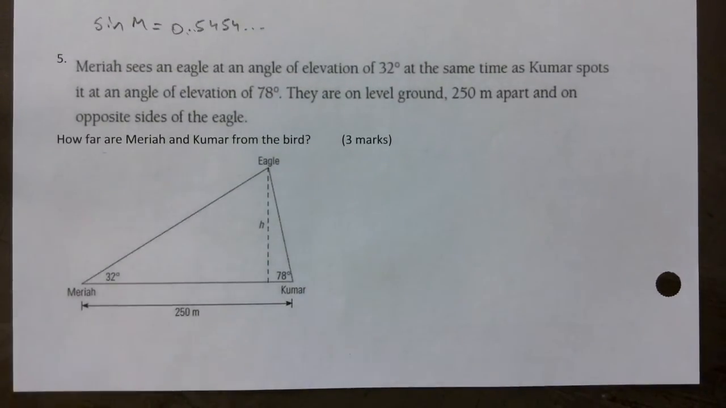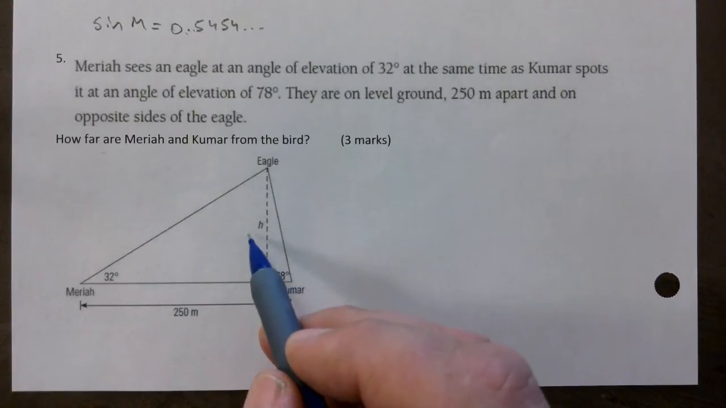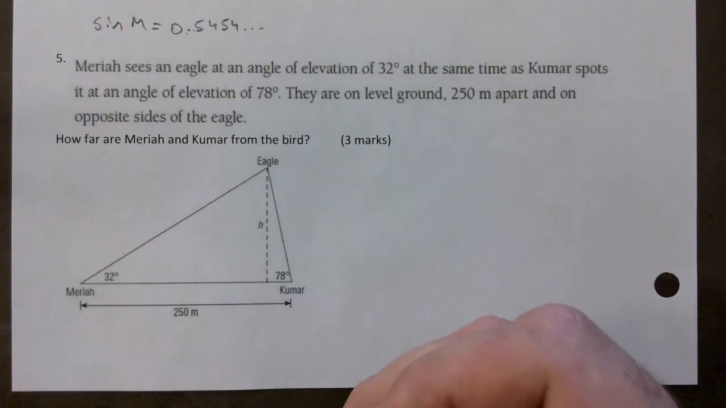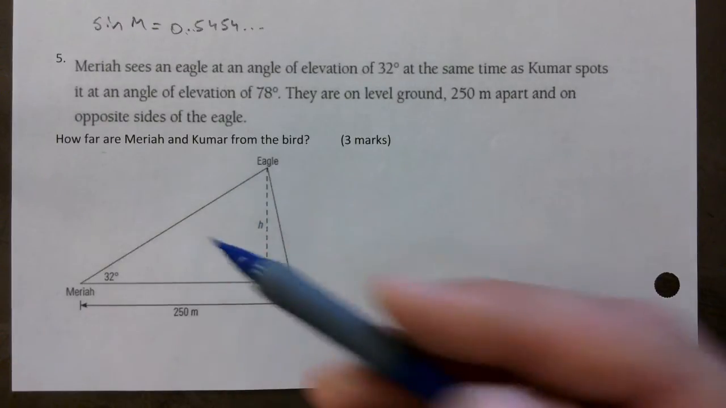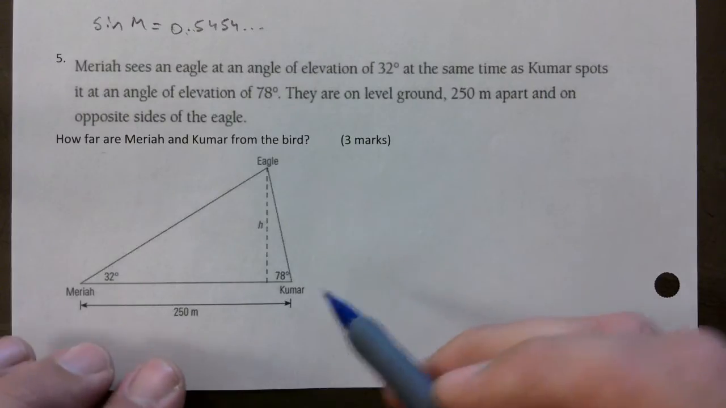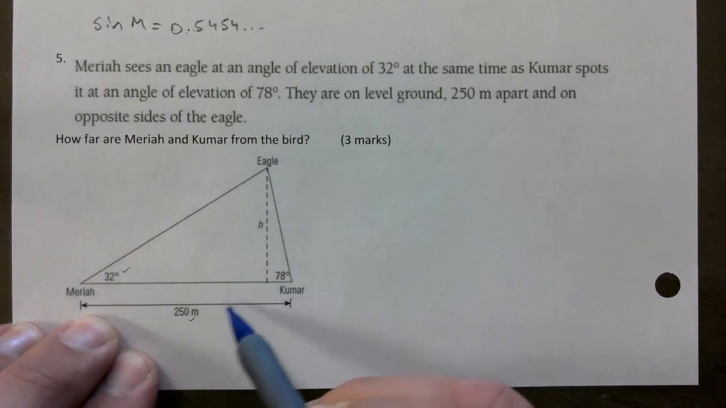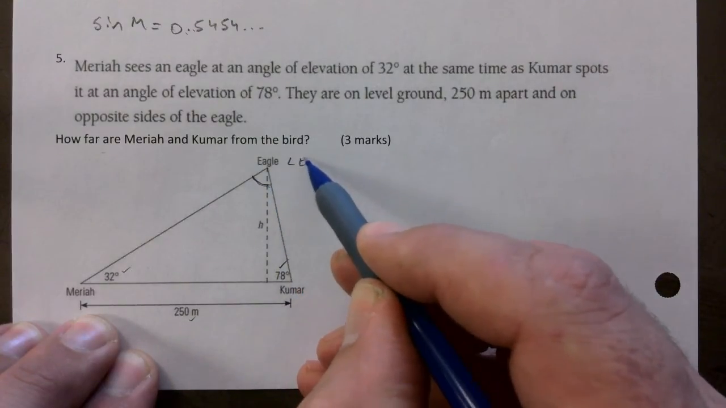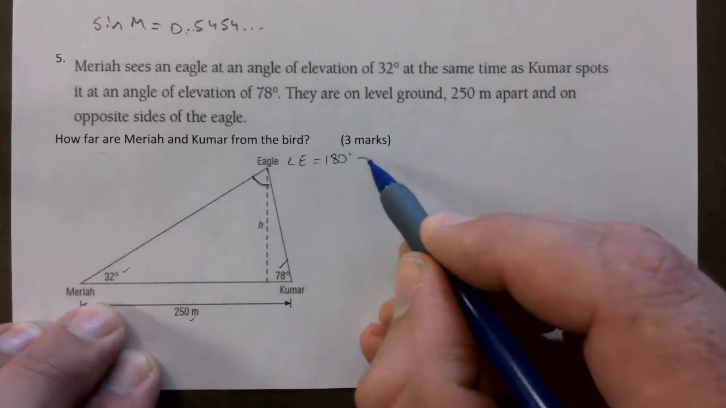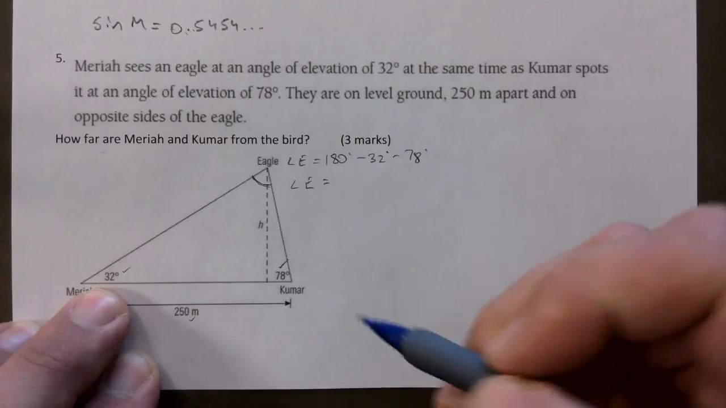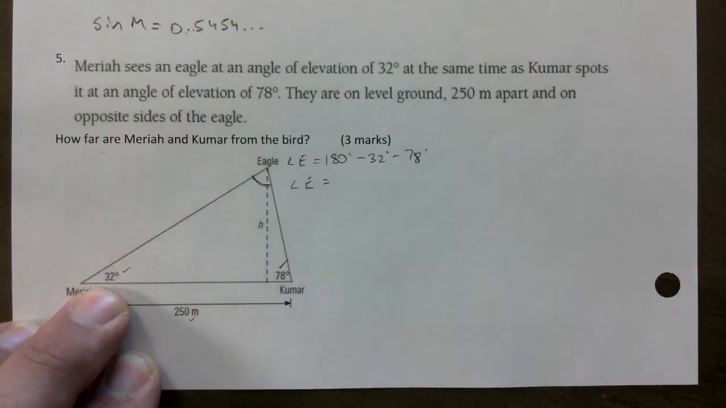Next. This question, I wanted you to solve for h as well, the height here. So if you didn't do it, that's fine. It's not your fault. You were just going by what it was saying here. But I'm going to do that as well. Okay, so keep that in mind. So here, side, angle, side. So I'm going to find this whole angle up here. So angle E is 180 minus 32 minus 78. Angle E is 70.